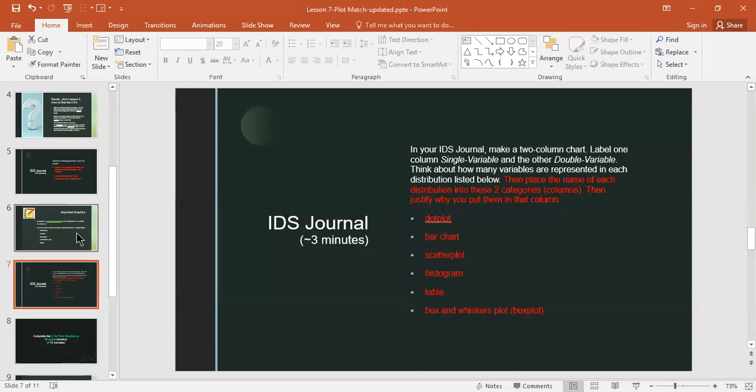So what we're going to do is in our journal, we're going to do a bit of organizing. In your IDS journal, you're going to make a 2-column chart. One is labeled single variable. The other is labeled double variable.